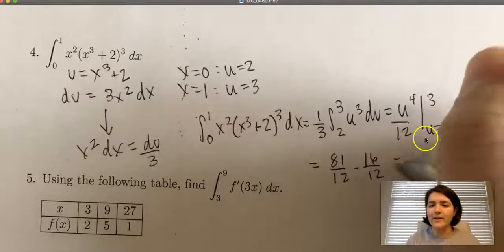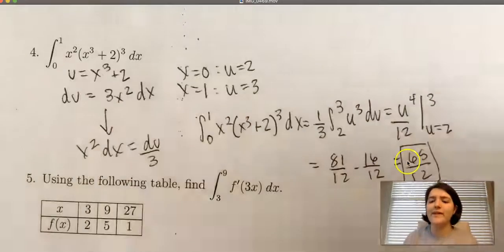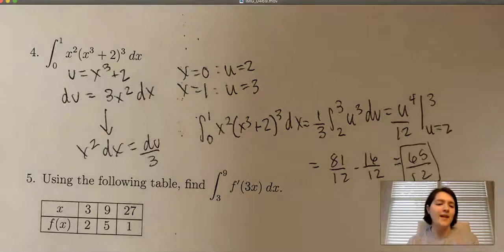And then we have to, of course, plug in the numerical values and do all that algebra. Not very fun, but gotta do it. All right, 65/12, that's our final answer.